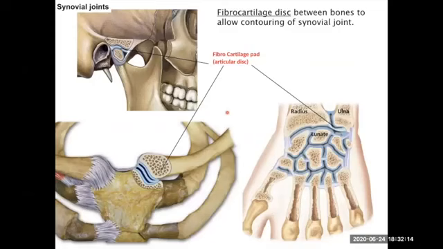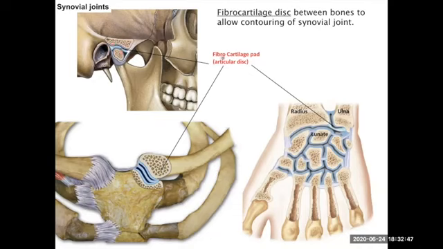So besides the bursa, we have what are called fibrocartilage discs. This is within the synovial joint. This is distinct from those symphyses that we saw earlier, like the intervertebral discs, which are a particular structure. These are within the synovial cavity, and they're sort of creating two little cavities to allow contouring between the two bones, especially as they move relative to each other.